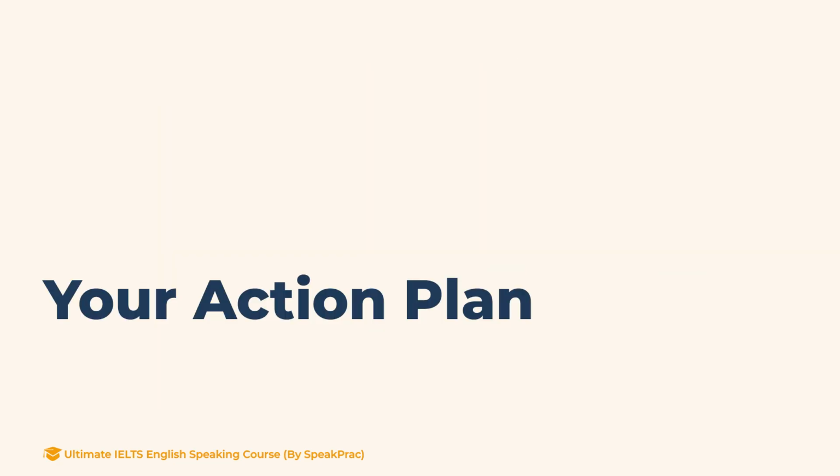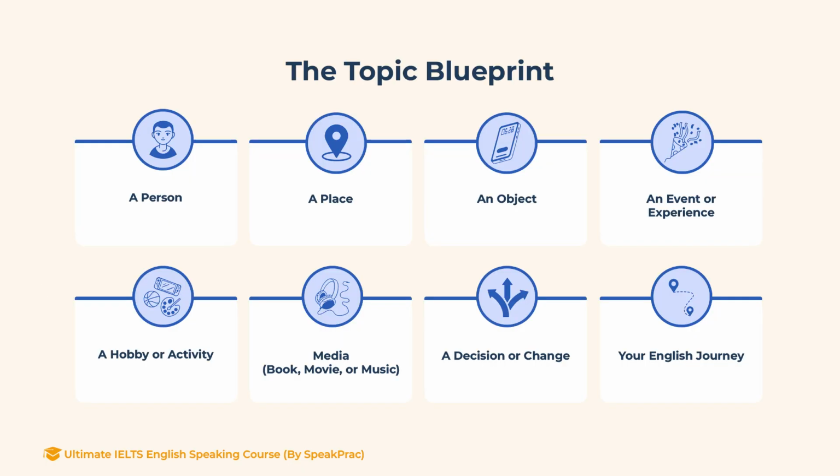Your action plan. So let's recap the game plan. We've demystified the IELTS Speaking Part 2 topics by revealing the topic blueprint, the 8 core categories that cover almost every possible question. This allows you to practice smarter using topic stacking, where you prepare a single versatile story for each category, and you can actually use it across different cue cards that come your way.